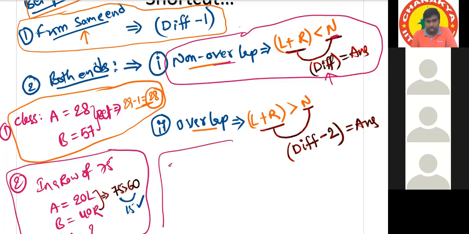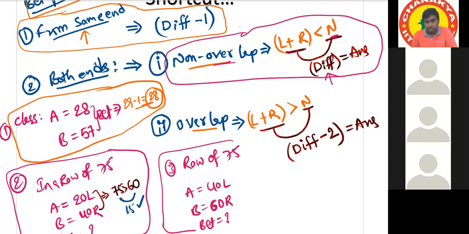Answer this. In a row of 75, A is 40 from left hand and that of B is 50 from right hand, or we'll take 60 from right hand. Okay, 60 from right hand. Then how many are there between A and B? 25, sir. 13, sir. 23. Expected 25.